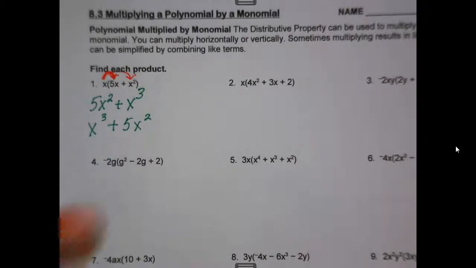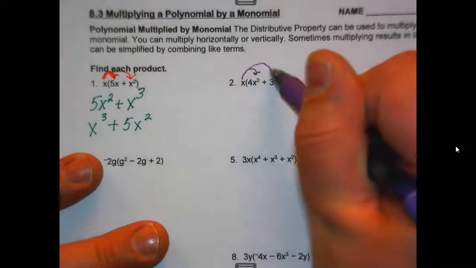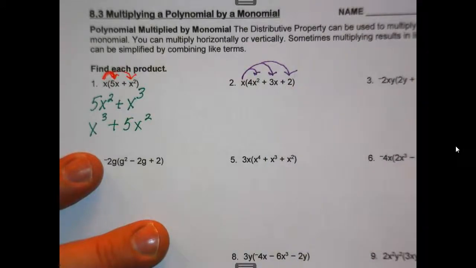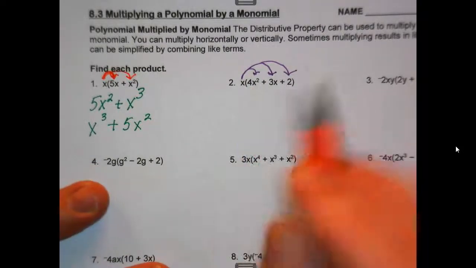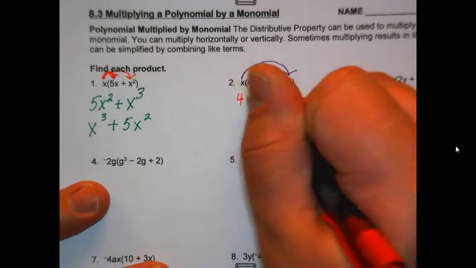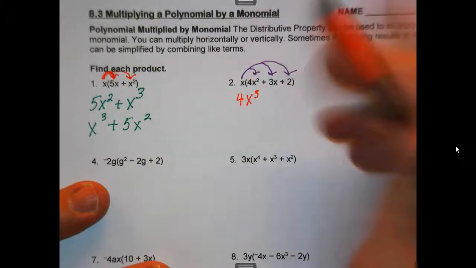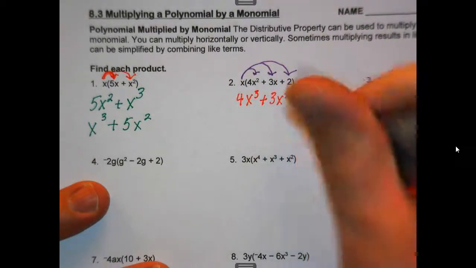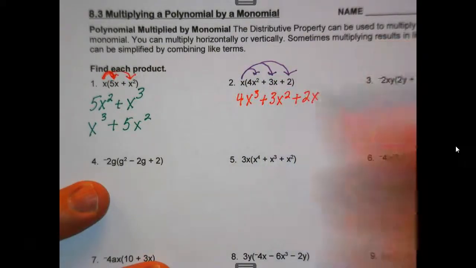All right, number 2. I need to distribute the x to every term of the trinomial this time. So x times 4x squared, 4x cubed, x times 3x, good, x times 2, that's it.